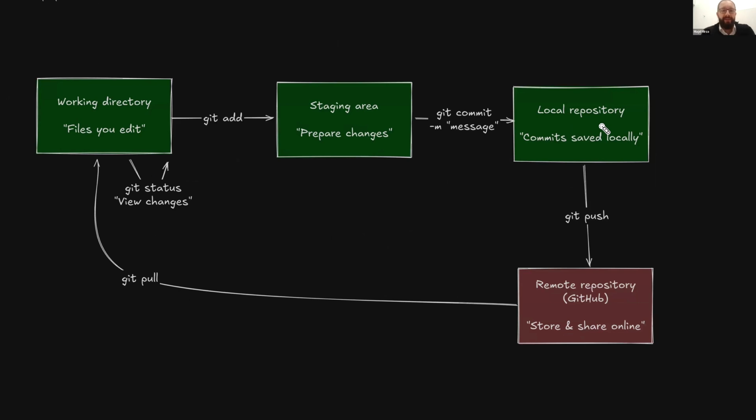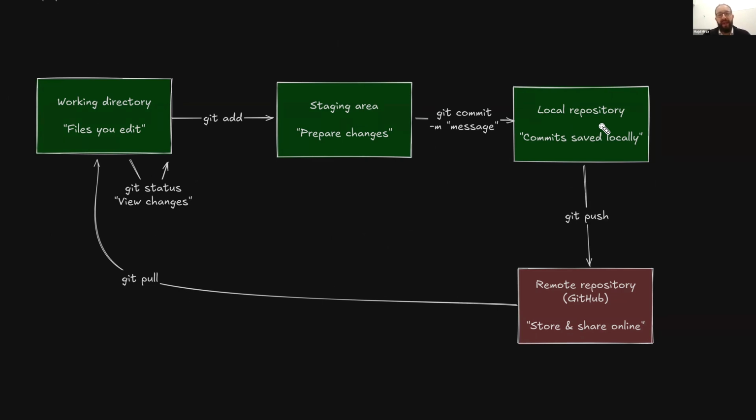Before we do that, I'll just give you an overview of how working with Git works. Think of it like this: you work in a directory, in a folder on your system, and you have the files you edit. Then you do something called git add. So you add files to a staging area when you prepare your changes.